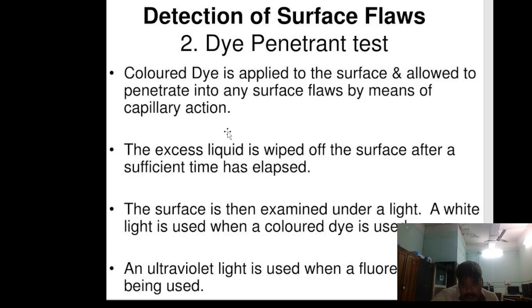Dye penetrant test. Color dye is applied to the surface and allowed to penetrate into any surface flaws by means of capillary action. The excess liquid is bathed off the surface after a sufficient time has elapsed. The surface is then examined under a light. A white light is used when a color dye is used. An ultraviolet light is used when a fluorescent dye is being used.